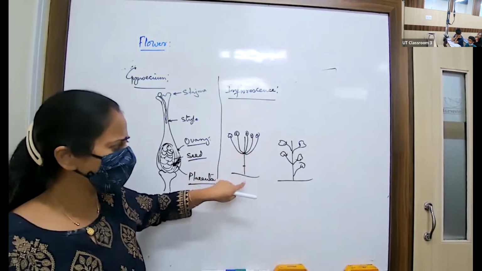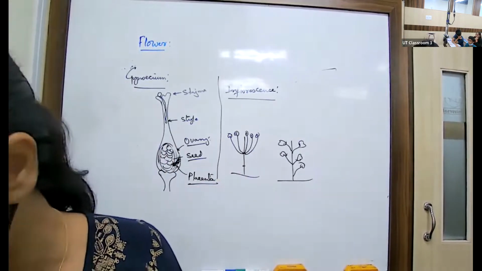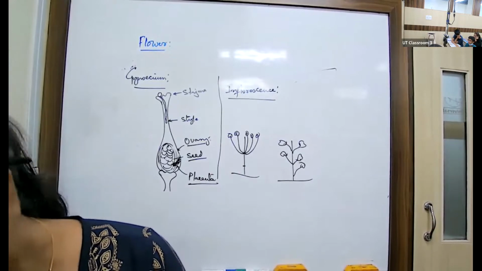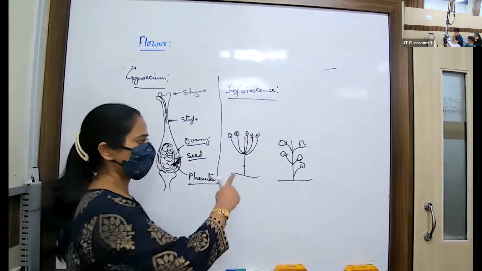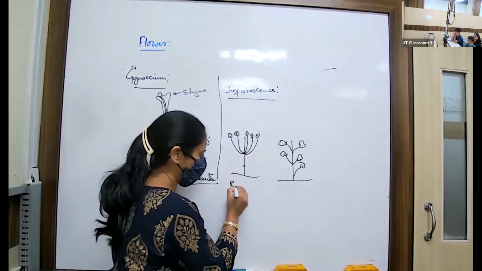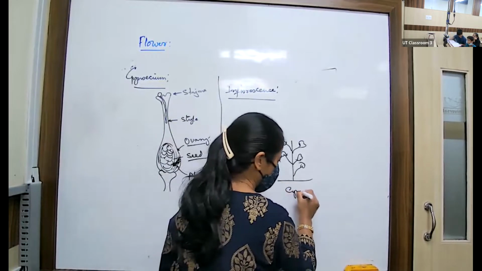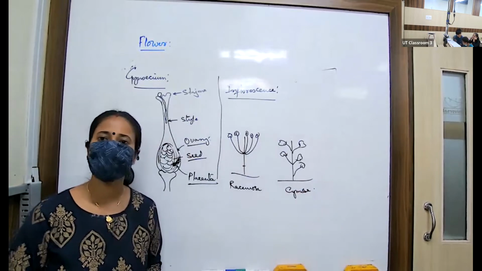Inflorescence. Now, majorly there are two types of inflorescence. Only two types are basically given here. So, when we are talking about the two major types of inflorescence, this type can be called racemose, and this type can be called cymose. Racemose and cymose types of inflorescence.